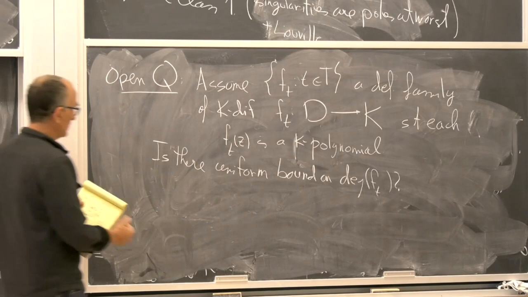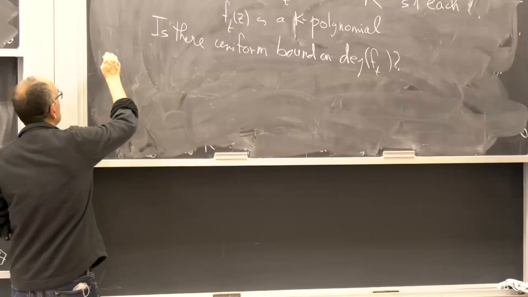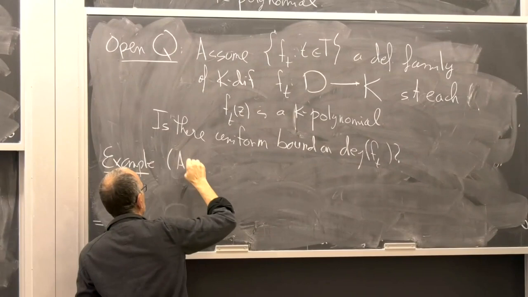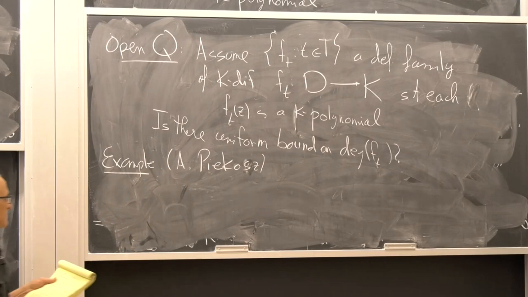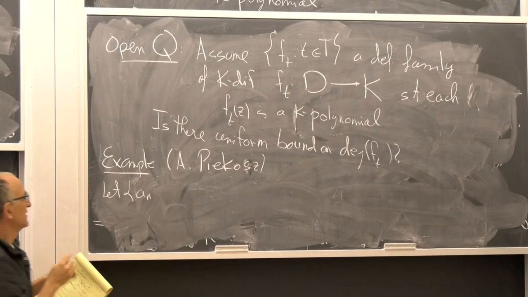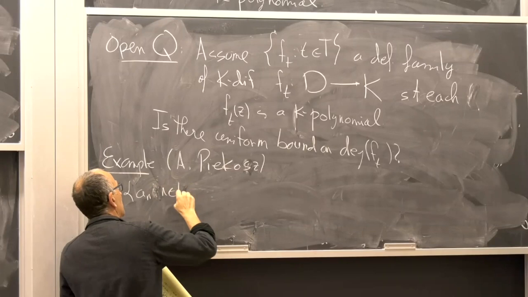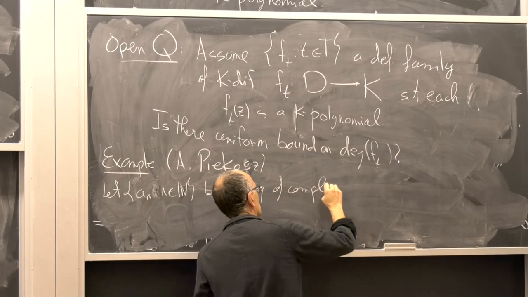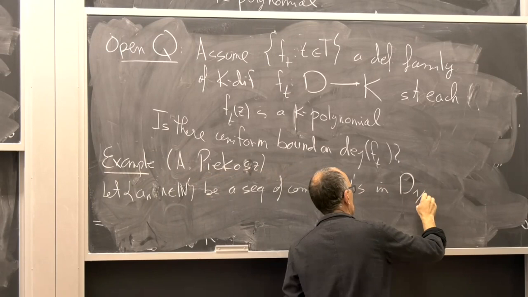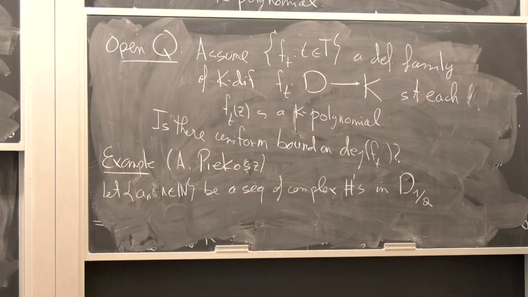And now, here is one of my favorite examples, which, of course, is not a counterexample, but I like this, by Artur Piekosz. And this is a standard example. So I hope I'm getting it right. Is it here? OK, so you will correct me if I don't get it. Let a_n, n in N, be a sequence of complex numbers, he just chooses them arbitrarily in the half ball, unit ball.